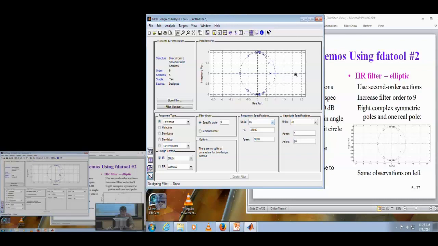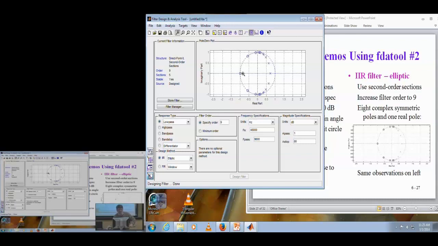And now you see I have a real pole. So with 9th order, I have 4 conjugate symmetric pairs of poles and 1 real pole. And among the zeros, I have 4 pairs of conjugate symmetric zeros, and I have a real zero.